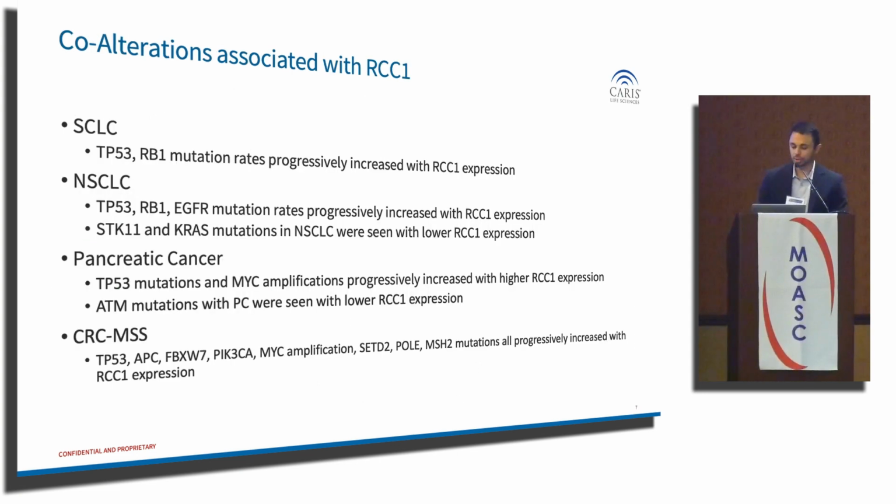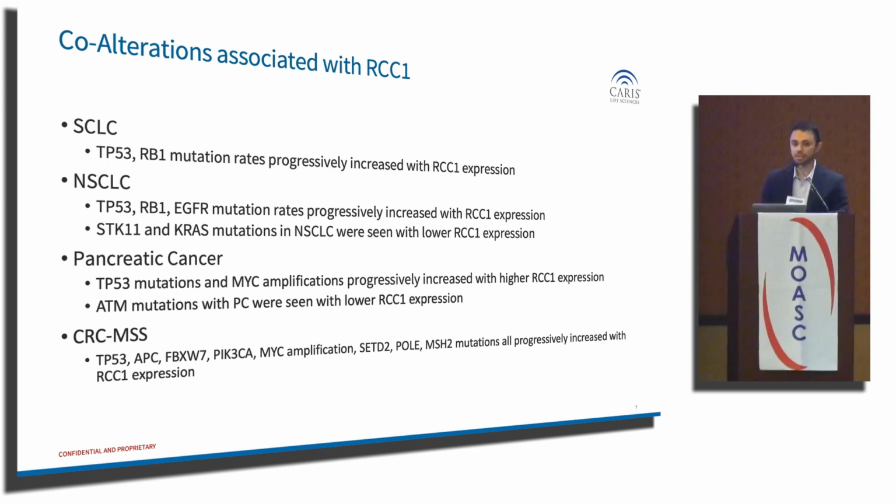There were several other co-alterations demonstrated by NGS, which varied between cancer types as well. In small cell, the rates of TP53 mutations and RB1 mutations progressively increased with higher RCC1 expression. In non-small cell, we saw that the rates of TP53, RB1, and EGFR mutations also progressively increased with RCC1 expression.